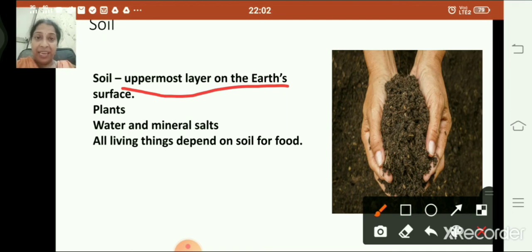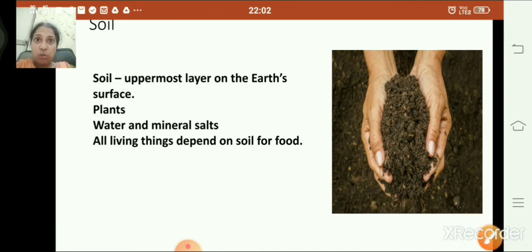Plants grow in soil and they get water and mineral salts from the soil. Since plants make food for all living things, so all living things depend on soil for food. Is that clear, children? So children, with this I stop teaching the remaining part of this topic soil, and the remaining part of this lesson will continue in the next class.